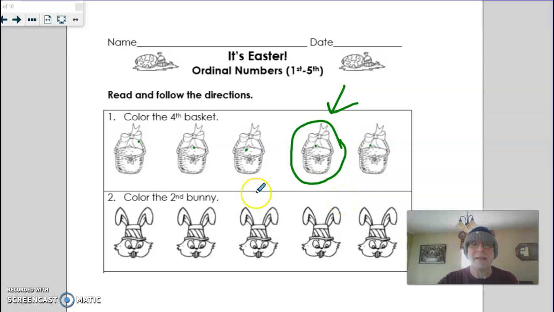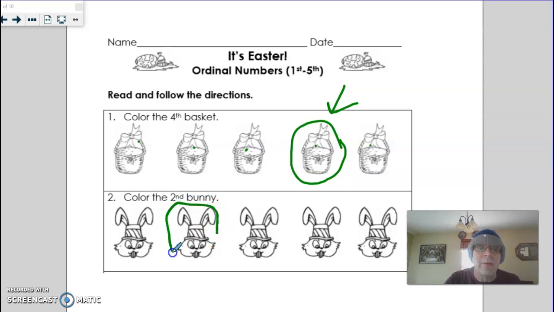All right, let's go down to these little bunny rabbits here. We got to make sure that we followed the instructions. It says color the second bunny. Color the second bunny. So let's count them over. Let's see. First, second. Oh, there he is. Our little buddy right here.